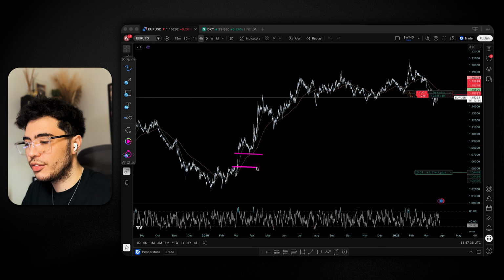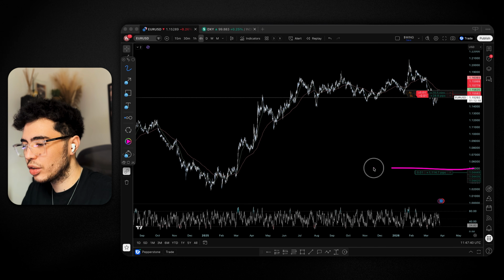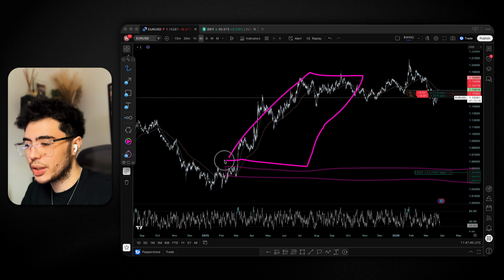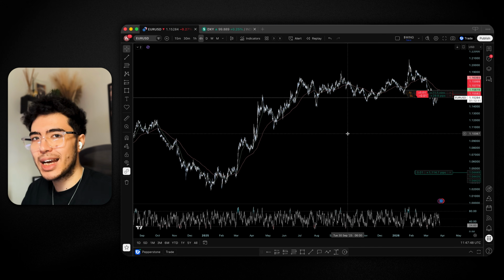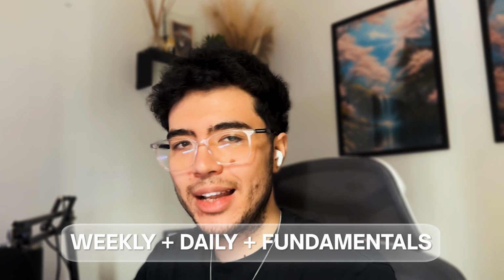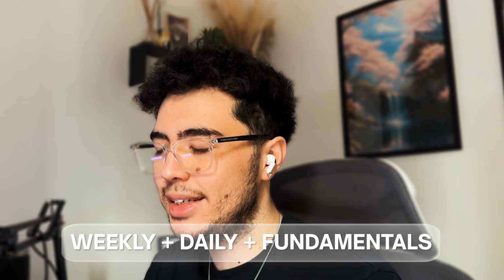We can start looking for corrections of this left side. So you can see my take profit is looking for a full correction of this bullish leg that we had when the US dollar was fundamentally weak. However, now those fundamentals are flipped, we can look for this correction. So it's a case of mixing the weekly, the daily, and the fundamentals to gain these ideas of direction.